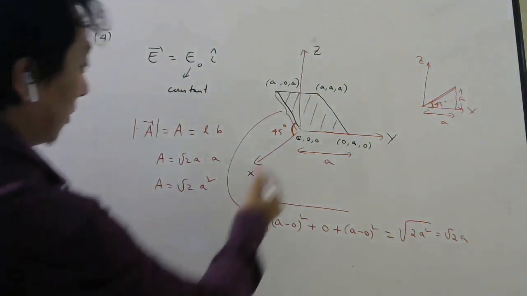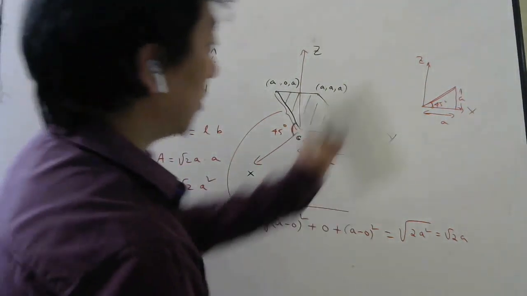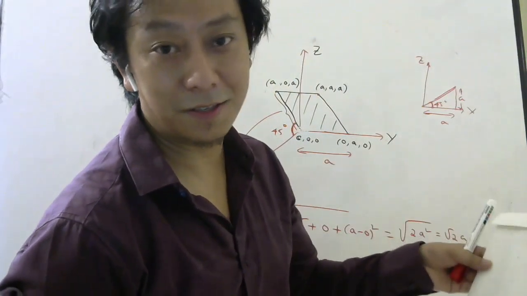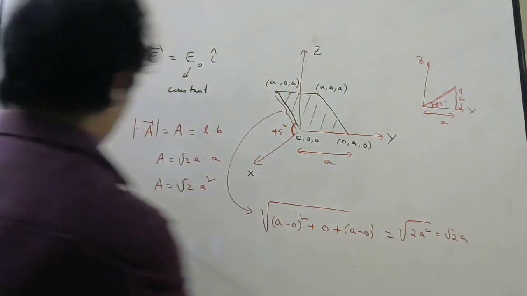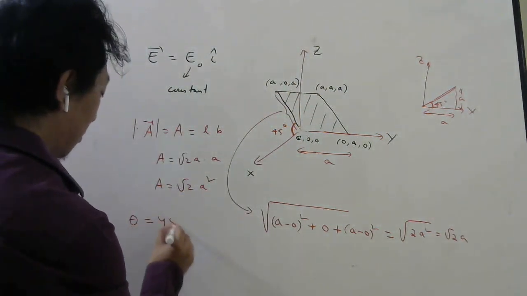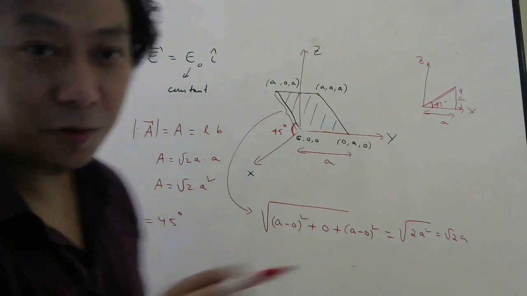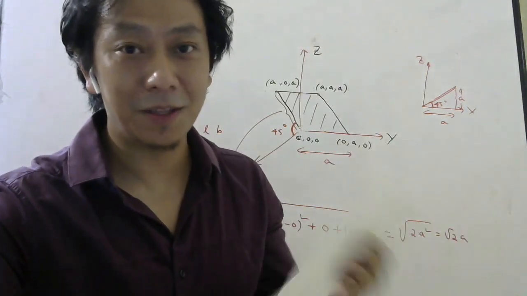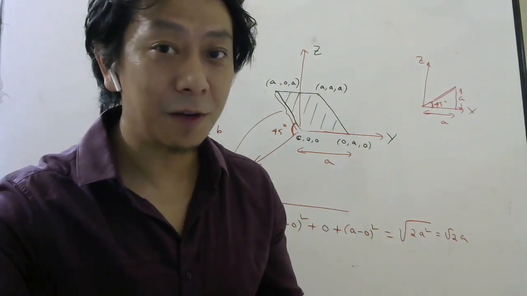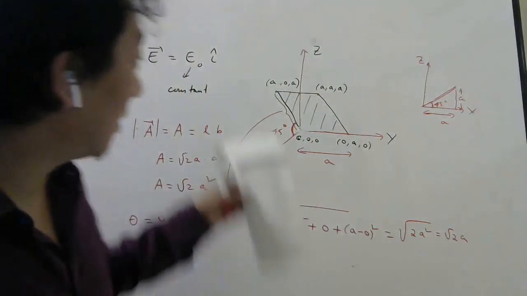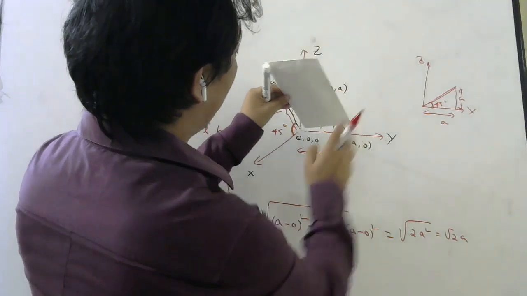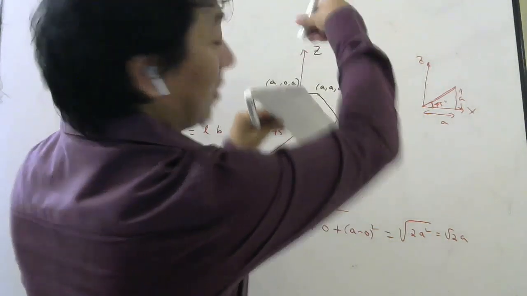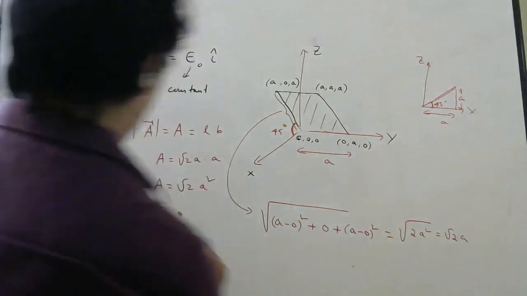Where is the electric field? Along x-axis only. So if the plane makes an angle of 45 degree with x-axis, what angle will the area vector make? The area vector will also make 45 degree. Just before, I told you, if the surface makes an angle of 60 degree with the electric field, the area vector will make 30 degree. But here the plane makes an angle of 45 degree with x-axis, so the area vector will also make 45 degree.